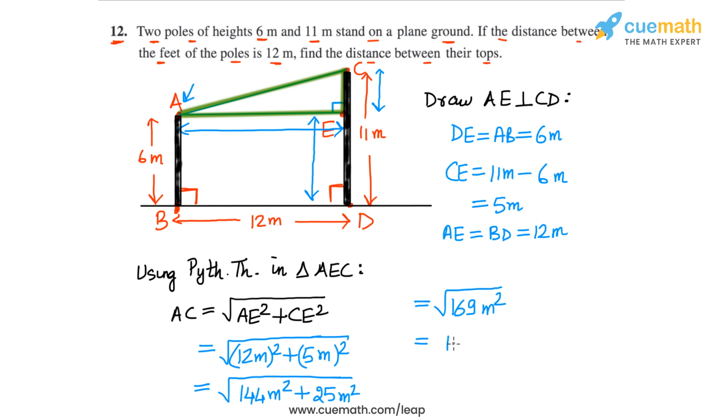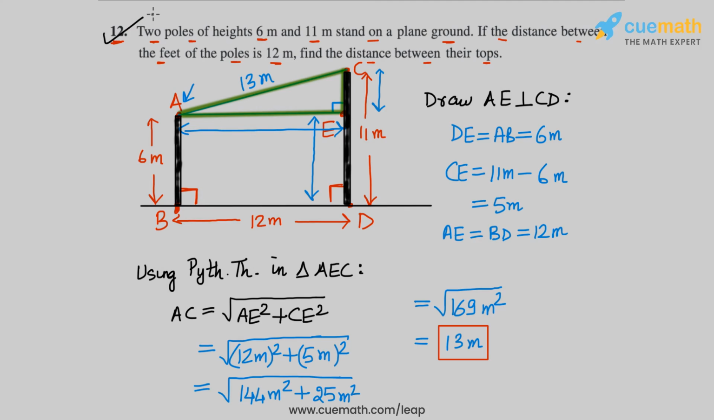So we take the square root. This gives us 13 meters. So the length of AC is 13 meters, which means that the distance between the tops is 13 meters. Okay, so the answer for this question is 13 meters, and this completes question number 12.